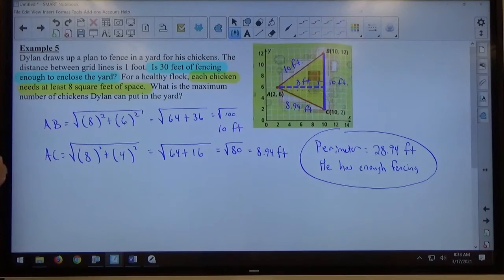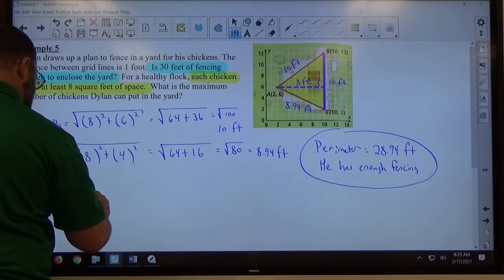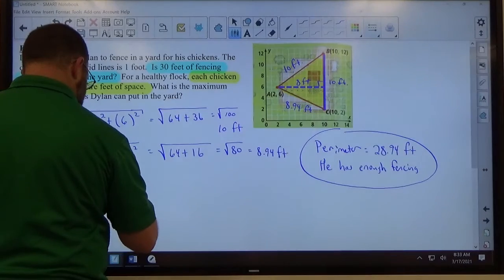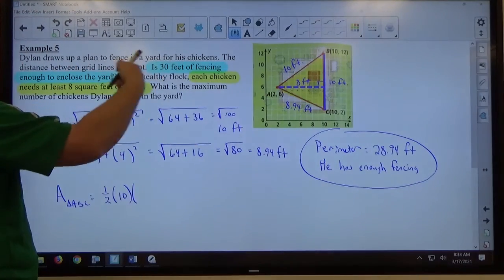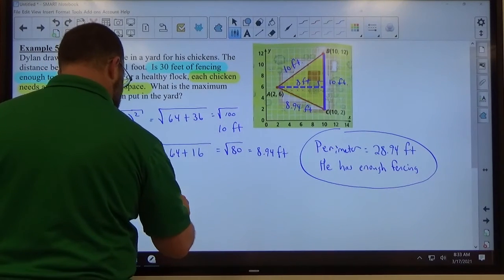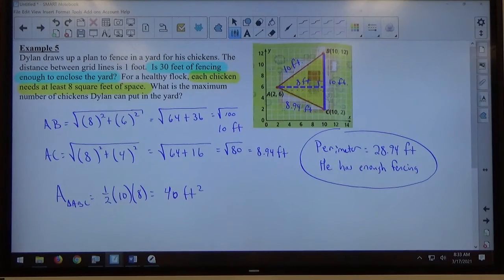So the area of this chicken yard, the area of triangle ABC, is just going to be 1/2 times the base, which I'm making the vertical line, the base, times the height, the segment perpendicular to the base, which is going to be 1/2 times 10 times 8, which is going to be 40 square feet. Okay, that's the easiest way to find area if you have a horizontal or vertical line. Again, you can do that matrix, it would work, it would get you the same answer. All right, so 40 square feet is the amount of space in the entire chicken yard.